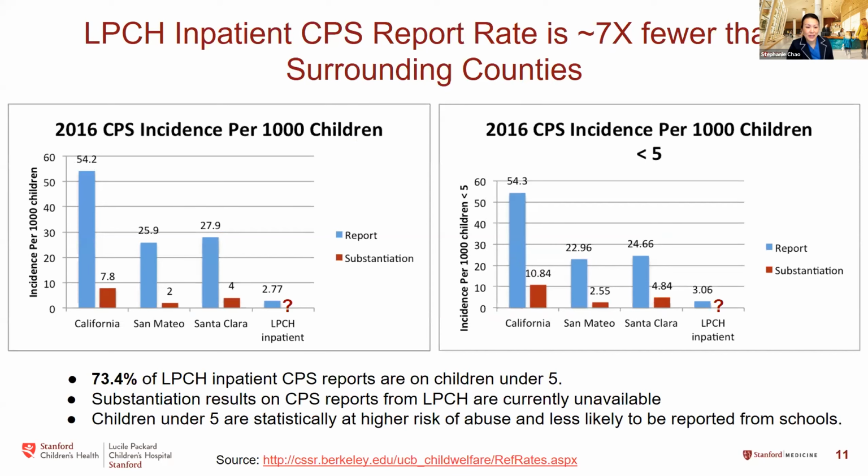Packard is also substantially lower than our own surrounding counties. Our case report rate was 2.7 per 1,000 children, which is almost 10 times lower than our surrounding counties. Of the cases that were reported to CPS from Packard, the majority, nearly 75%, were under the age of 5. And this is a particularly important age group, because children under the age of 5 are both at statistically higher risk of abuse, but they're also less likely to be detected by other sources because they're not yet in schools. So that makes the medical system and hospital system particularly important in identifying these kids.